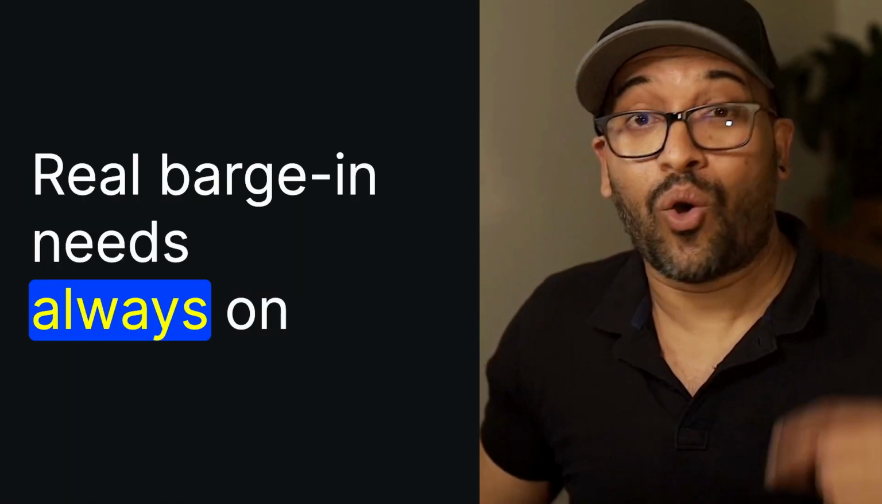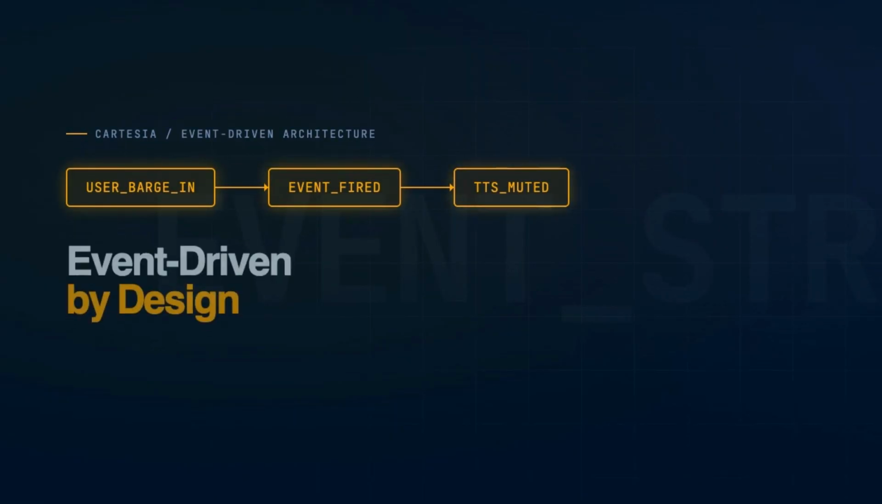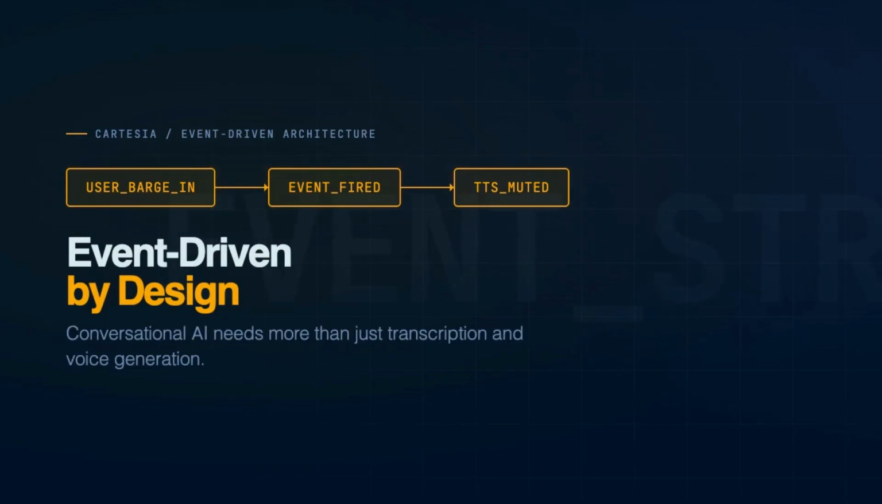Real Barge-In needs always-on bi-directional connectivity in the system. So the system has to detect when you, the user, have started speaking. It also has to detect when you've stopped speaking, which is what turn taking is all about. And it also needs to then immediately detect when you resume speaking and you're barging in, so that it then cuts the model's response speech back to you. It needs to immediately cut off that speech audio stream. At Cartesia, we use an event-driven architecture for exactly this purpose. When the model detects that the user has resumed speaking or has barged in, it sends off an event, and the developer uses that event to then mute the text-to-speech system that's trying to respond.